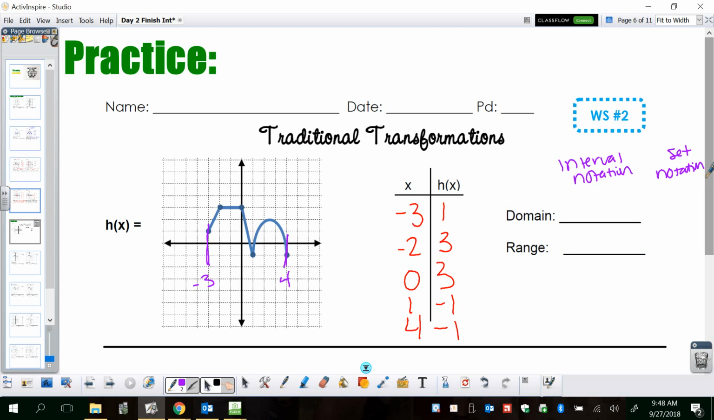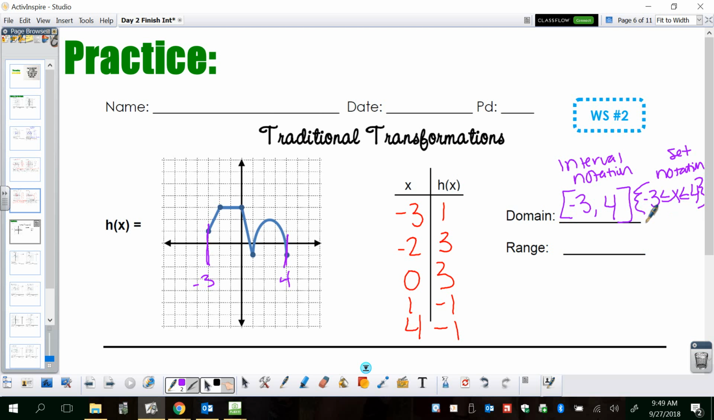Now, if you look at the bottom on all the problems, it tells you what notation to do. Do you have to do both every time, Giovanni? No. Okay. So, this is -3, 4. Set notation is -3 is less than or equal to x is less than or equal to 4.